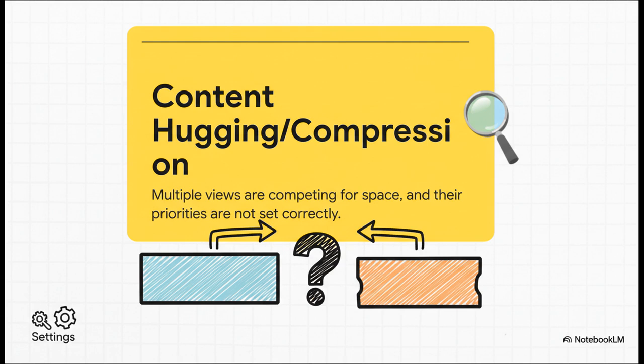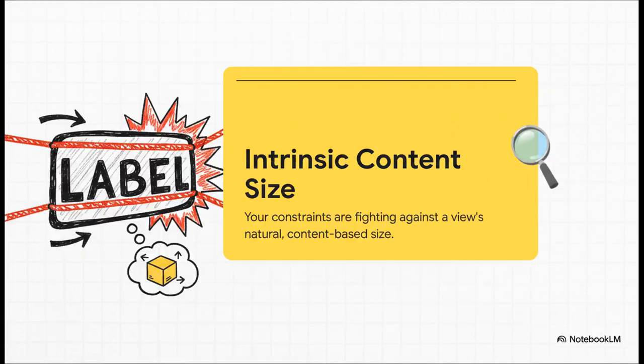If you don't set these priorities, auto layout has to guess, and its guess might not be what you had in mind. So our final suspect involves a fight against a view's own natural instincts. A label, for example, wants to be big enough to show all of its text. That's its intrinsic content size. If you come along and give it a fixed width constraint that's too small, you're creating a conflict between your rule and the view's own desire.